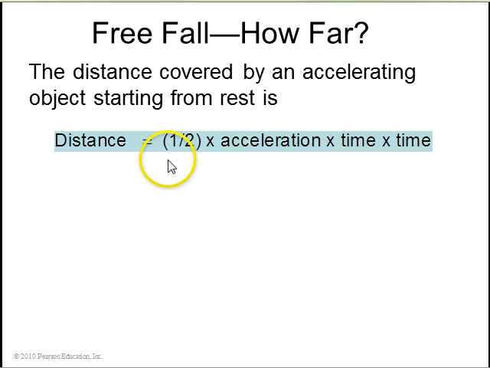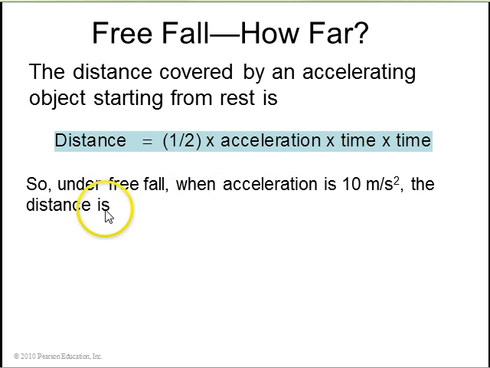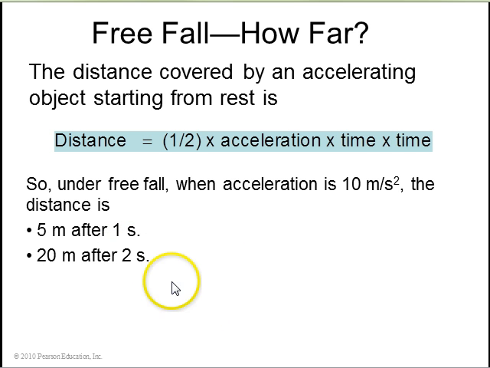The equation for that is d equals 1/2 a t squared. So under free fall, when you have acceleration of 10 meters per second squared, the distance after 1 second, 1 squared is 1, times 10 times 1/2 gives you 5. It falls 5 meters after 1 second. After 2 seconds, 2 squared is 4, times acceleration 10 meters per second squared is 40, divided by 2 is 20 meters. After 3 seconds, 3 squared is 9, times 10 is 90, divided by 2 is 45 meters.